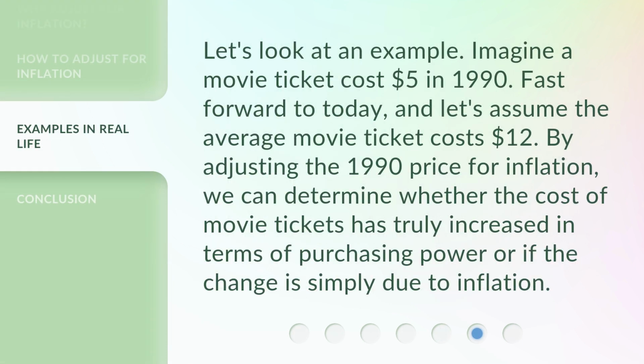Let's look at an example. Imagine a movie ticket cost $5 in 1990. Fast forward to today, and let's assume the average movie ticket costs $12. By adjusting the 1990 price for inflation, we can determine whether the cost of movie tickets has truly increased in terms of purchasing power or if the change is simply due to inflation.